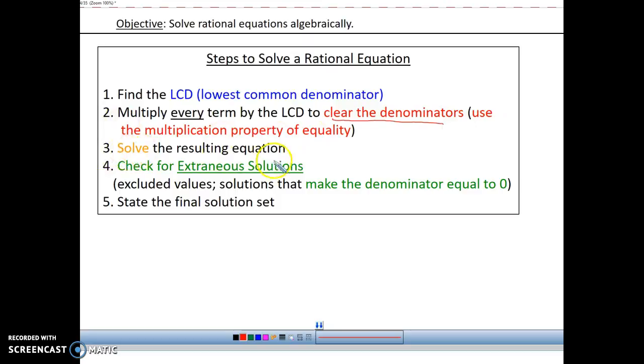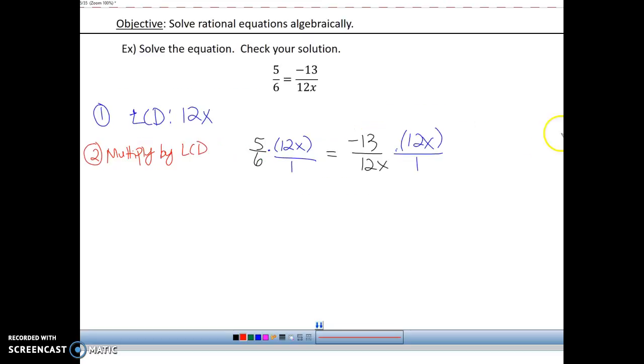Step 3 then says solve the resulting equation. So to clear the denominators, I want to check what goes into what. So 6 goes into itself once and into 12 2 times. 12 cancels out with the 12 and the x cancels out with the x. So what do I have left over? I have 5 times 2 over 1, so I'm not going to write that. And then I have negative 13 over 1, so that's all I have left over.